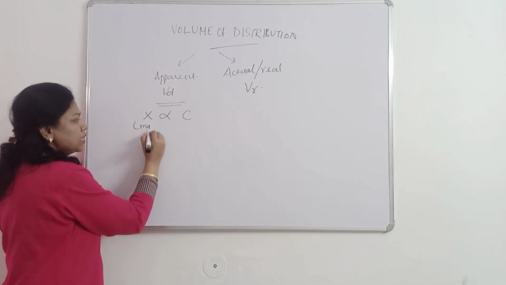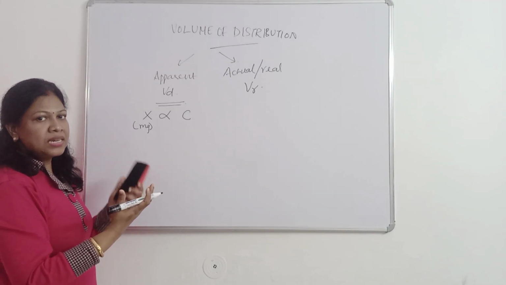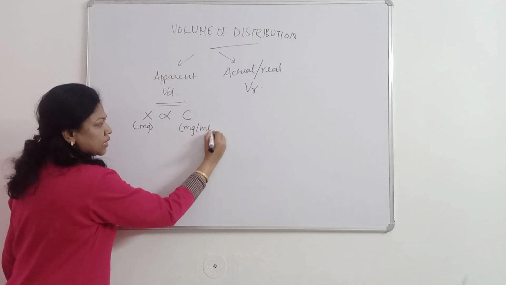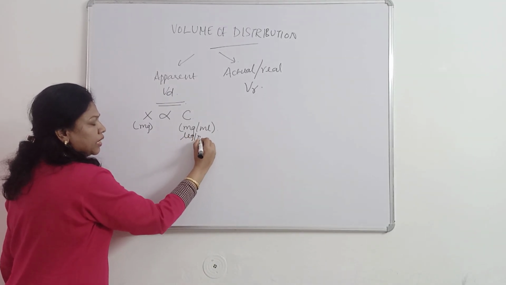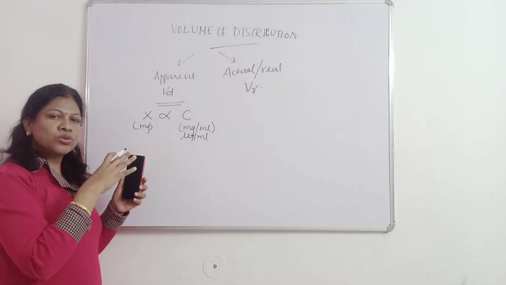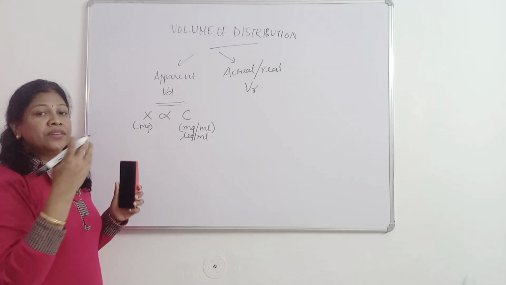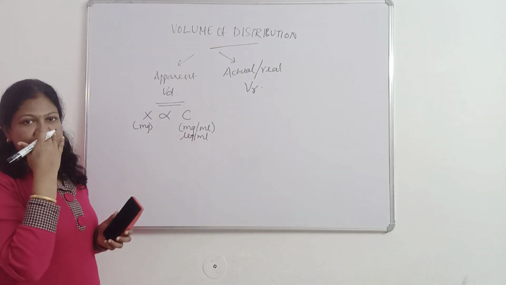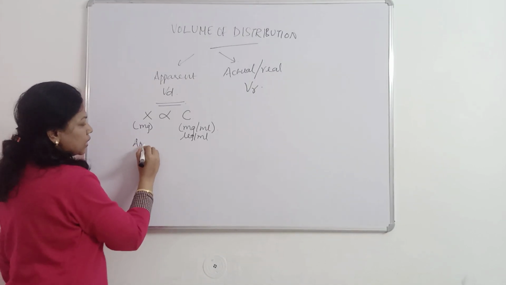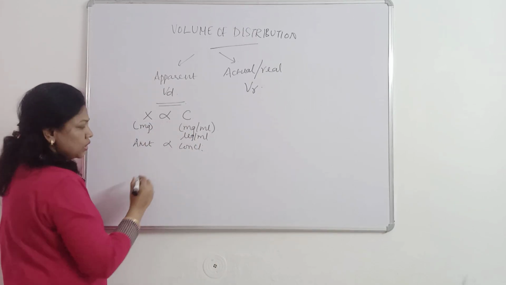The unit of amount is mg. How much amount of drug, or the dose, is administered is directly proportional to the concentration of drug present in plasma. It may be either milligram per ml, microgram per ml, or even nanogram per ml. So how much dose you are administering? If the dose is higher, the concentration present in plasma will also be higher. If the dose is lower, the concentration present in the plasma is also lower. So the amount is proportional to concentration, which can be symbolized as X is proportional to C.